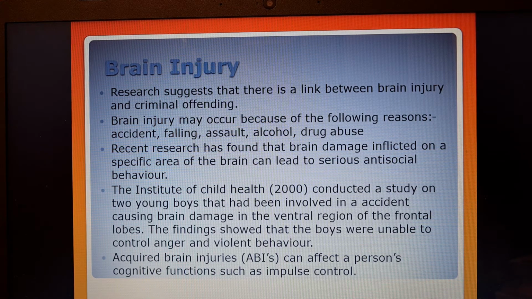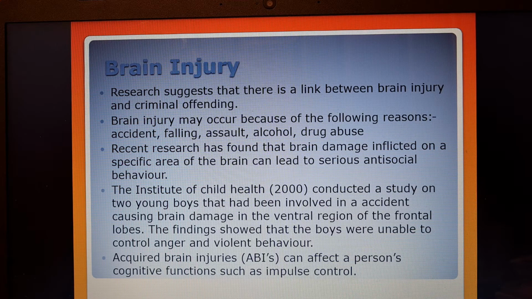In year 2000, the Institute of Child Health conducted a study on two young boys that had been involved in an accident causing brain damage in the ventral region of the frontal lobes, which is right at the forefront of the brain. And the findings of this study show that the boys were unable to control their anger and their violent, impulsive behaviours. So again, there's a study there that suggests that there is definitely a link between brain injury and aggressive behaviour.